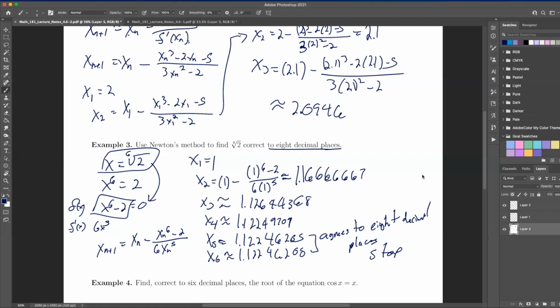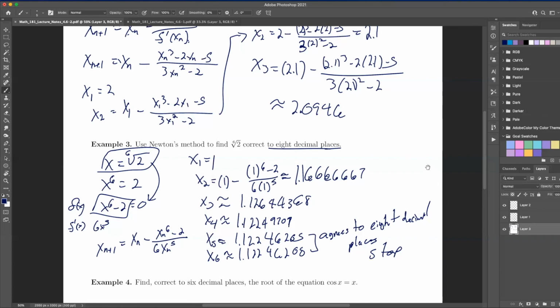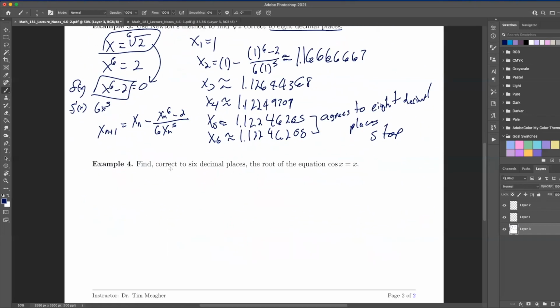All right, let me leave this up so you guys can copy if you need to. All right, so find, correct to 6 decimal places, the root of the equation. So what do we need to do? We need to set it equal to 0, right? I'm going to set this equal to 0, which isn't too hard. So we just have cosine x minus x equal to 0. So now we can find the root of this equation with the method of this one.